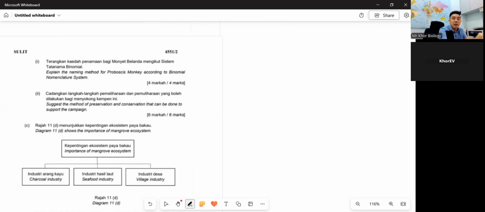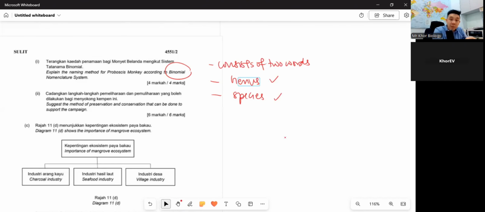Guys, first of all, this is to do with the binomial system. The binomial system says that a species name consists of 2 words. The first word is from genus. The second word is from species. I remember they give another point for separating it. First word from genus, second word from species.